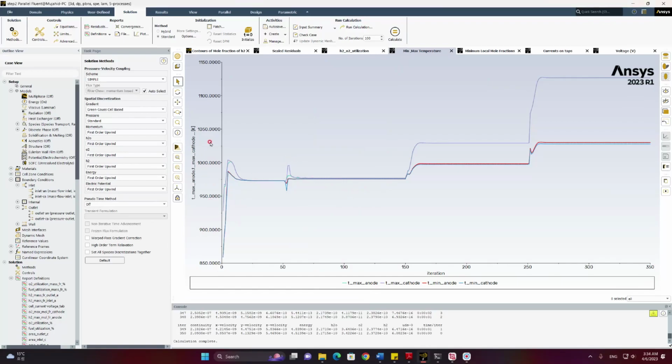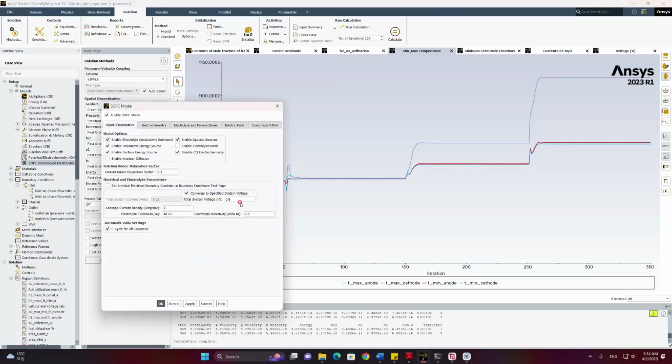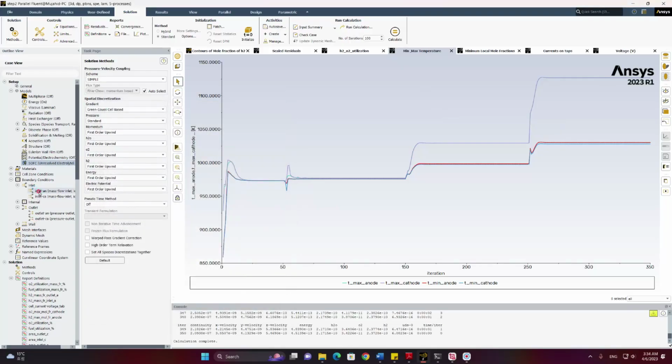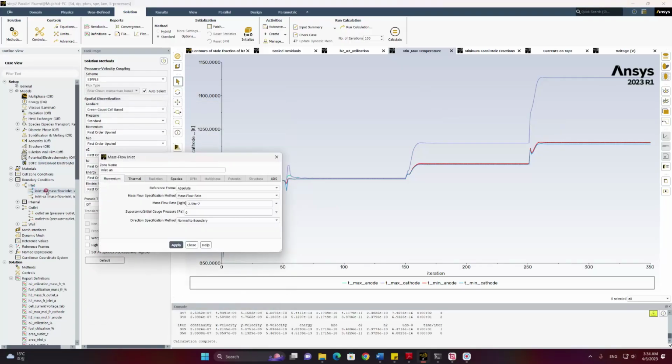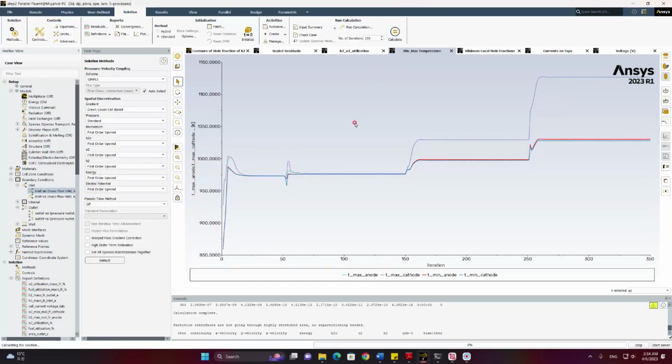Now you can see there's a big jump in the temperatures as well. We have increased the load, so there's a big jump in the temperature, and this temperature is going to keep increasing as more load we apply. So now we'll increase the load by applying 0.7 volts and also increase the inlet fuel flow rate from 2.59 to 4x. Calculate again.